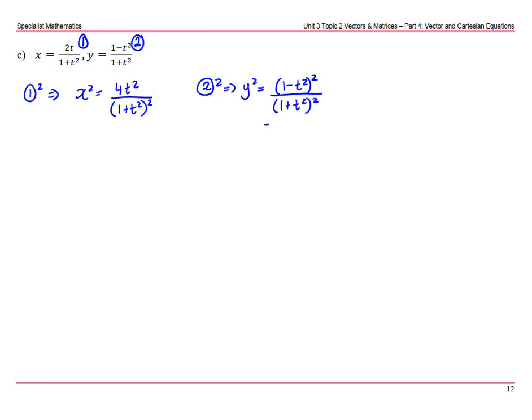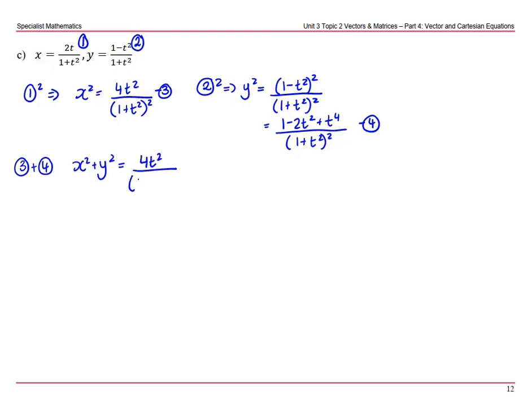Going to expand out the top bracket, I'll end up with 1 minus 2t squared plus t to the 4, all over (1 plus t squared) all squared. Now I'm going to label these equation 3 and equation 4. And if I go equation 3 plus equation 4, I end up with x squared plus y squared equals 4t squared over (1 plus t squared) all squared plus 1 minus 2t squared plus t to the 4 all over (1 plus t squared) all squared.